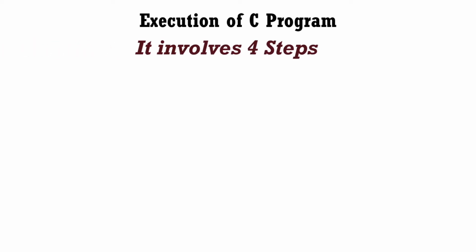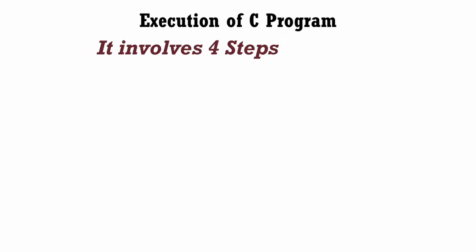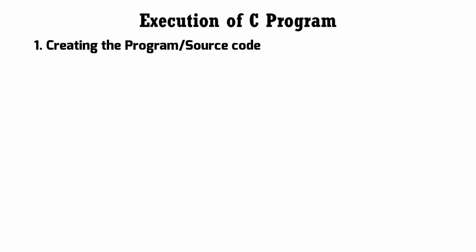In this video, we'll understand how to execute a C program. Execution of a C program involves the following four steps. First step, creating the program or source code. Here the program is also called the source code.